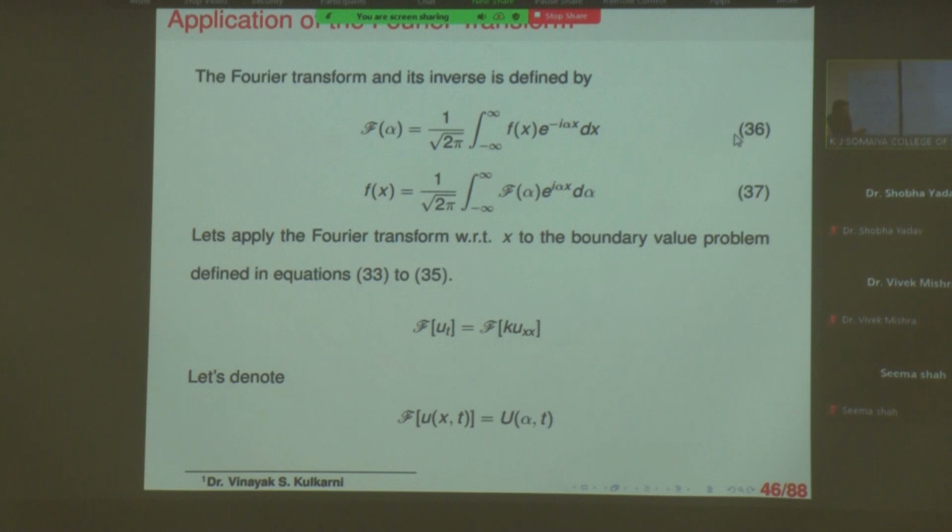Let me again tell you, I am applying the Fourier transform over the equation. At that time, with the application of the Fourier transform, this small u will be shifted to capital U. This is just a part of the notation. x will be shifted to alpha, and t will be carried forward as it is. Next.